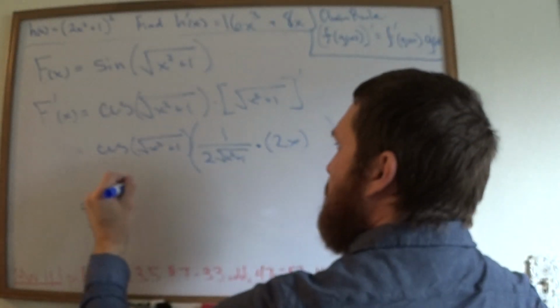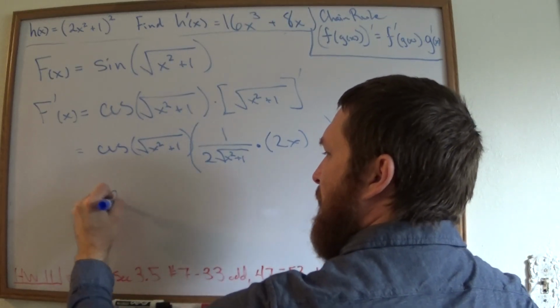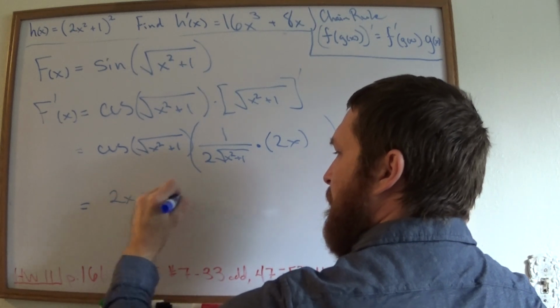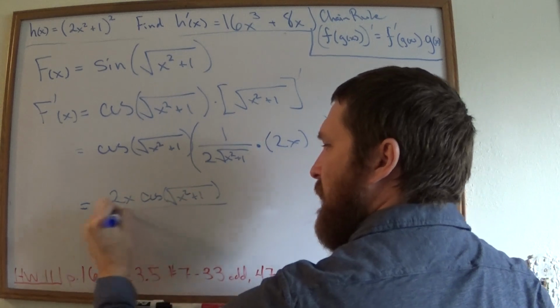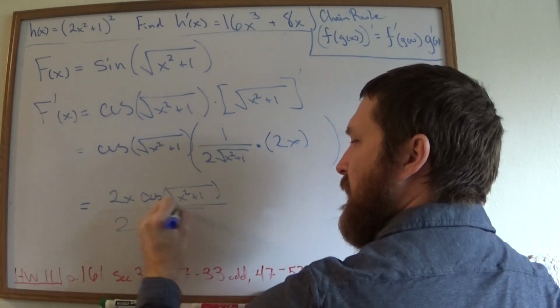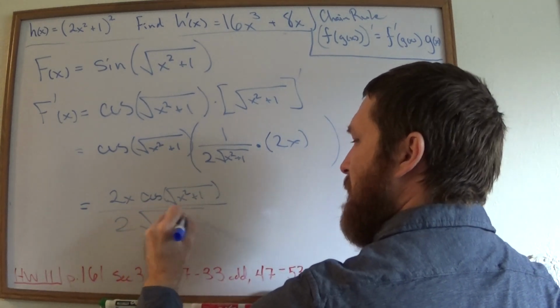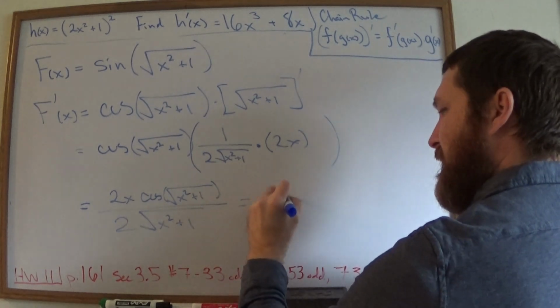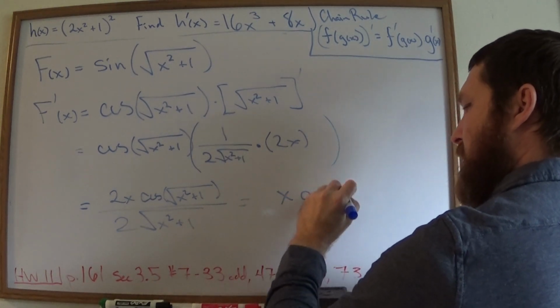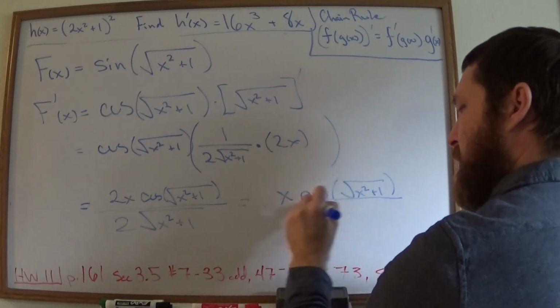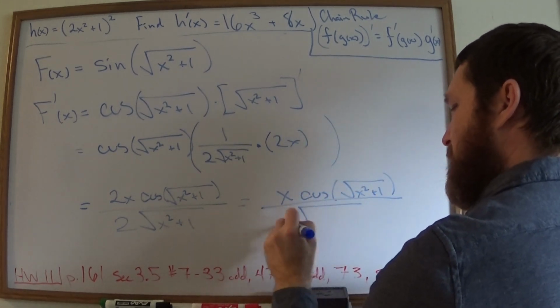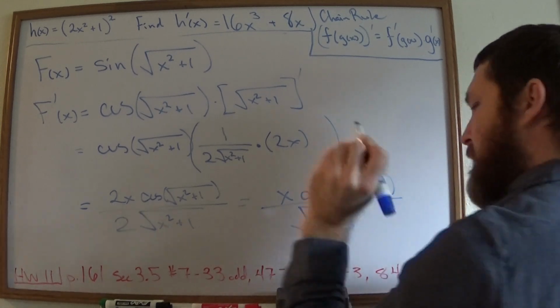Now let's put everybody together. We have cosine on the top and a 2x on top. So how about 2x cosine? On the bottom, I have a 2 and a root. I could cancel a 2, and that's what I'm going to do. So we have x cosine root x squared plus 1 all over root x squared plus 1.